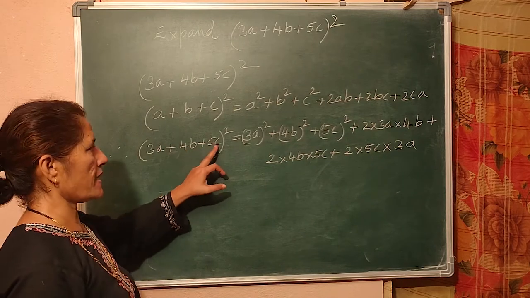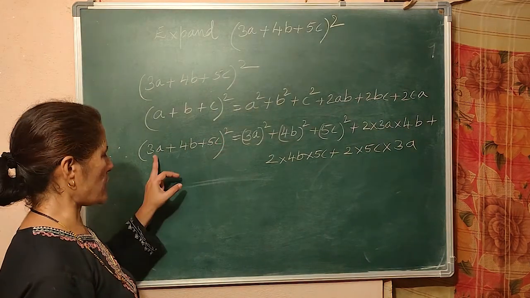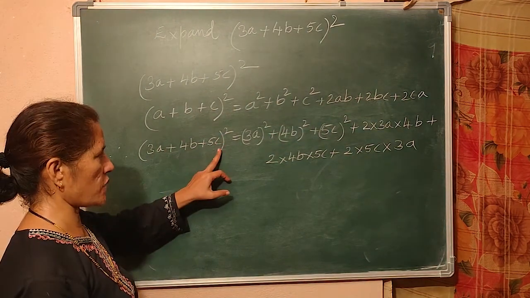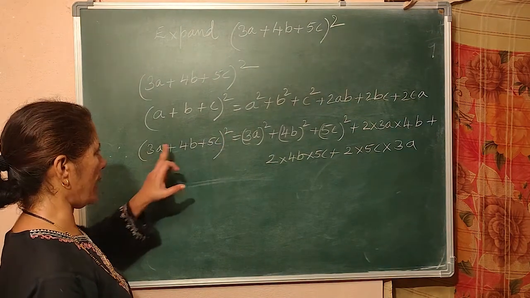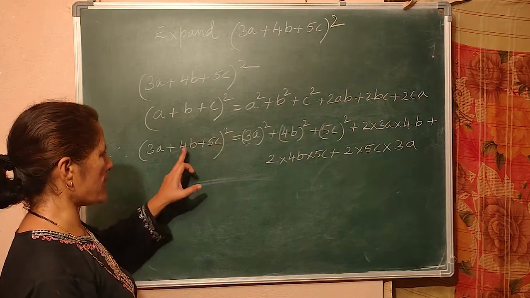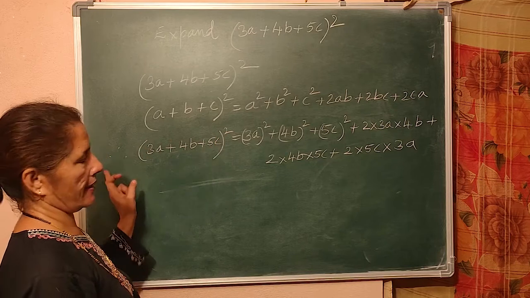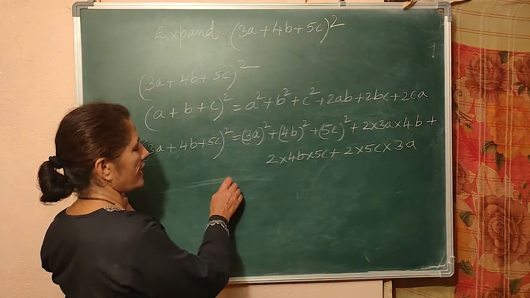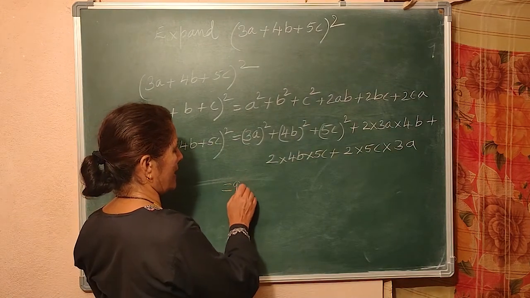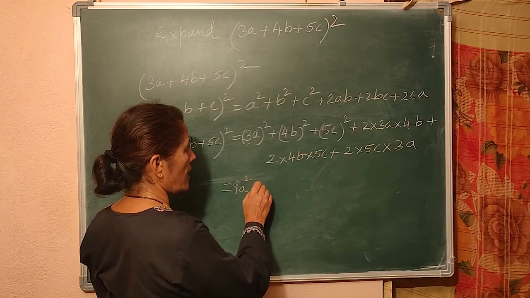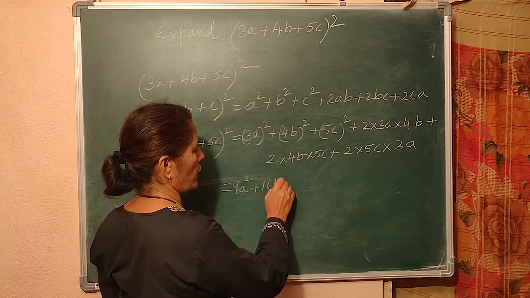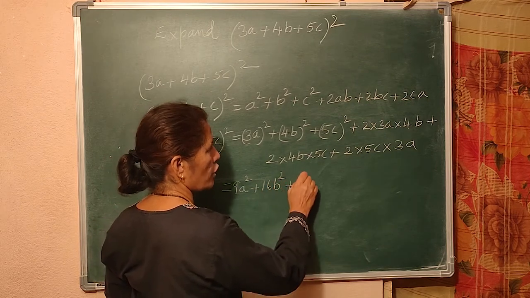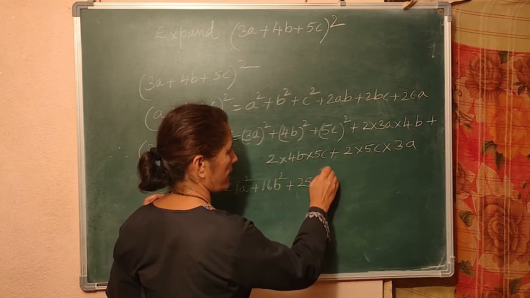(a + b + c) whole square is a square plus b square plus c square plus 2ab plus 2bc plus 2ca. Am I right? We did it correctly. So what is (3a + 4b + 5c) the whole square? 9a square plus 16b square plus 25c square.